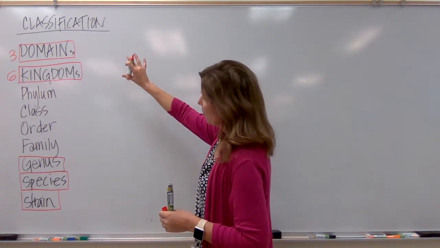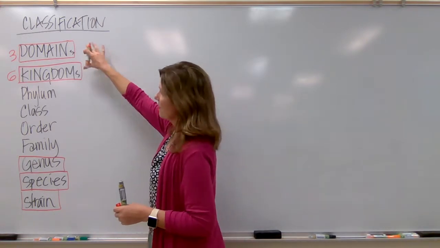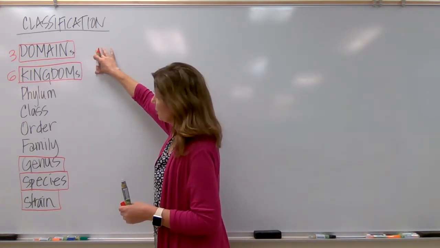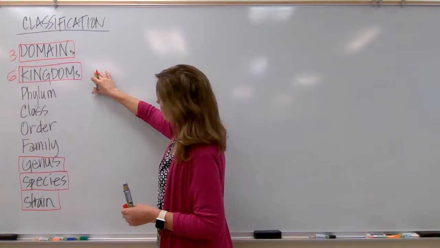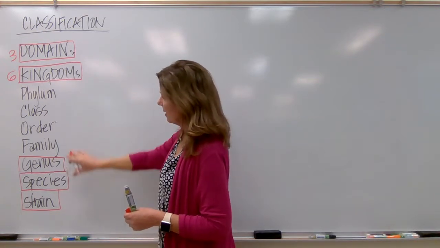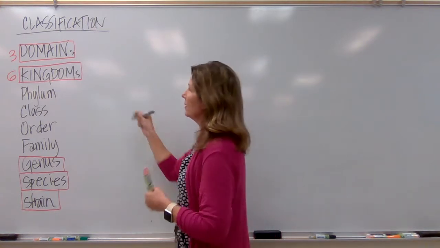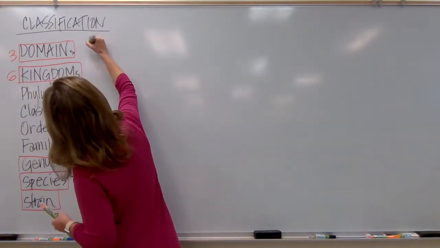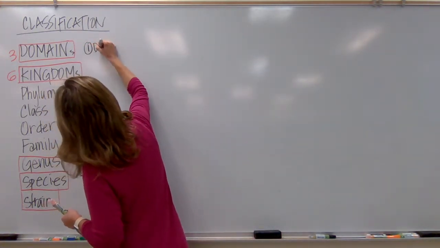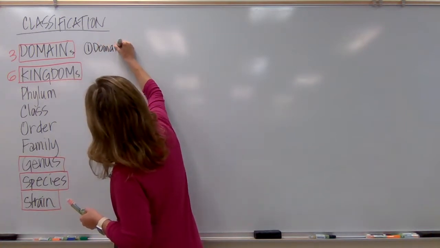So we'll go ahead and outline the characteristics of how an organism gets into each domain, go through the kingdom characteristics, and then we'll discuss genus, species, and strain a little bit later on. Starting with the 3 domains. First domain is going to be the domain Archaea.